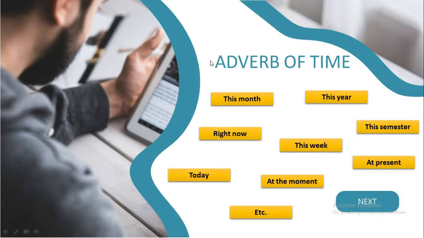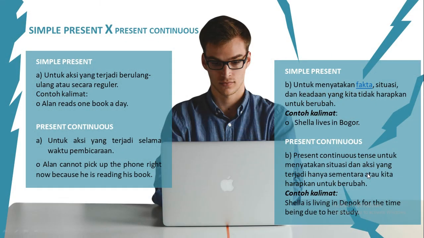Here are the adverbs of time. If you find one of these adverbs of time, that sentence may be, or we can say 70 or 80%, a present continuous tense sentence. We have this month, this year, this semester, this week, right now, today, at the moment, and at the present. So, based on those, we have similar adverbs of time with the simple present.